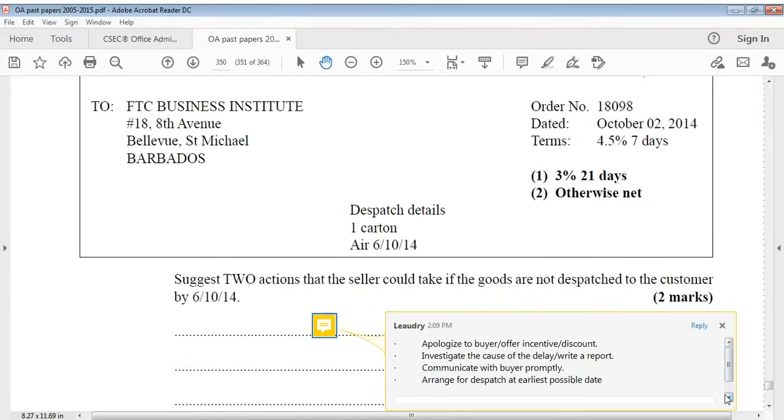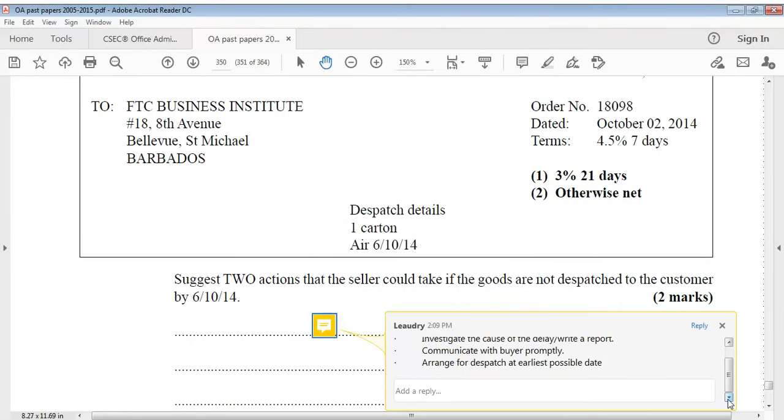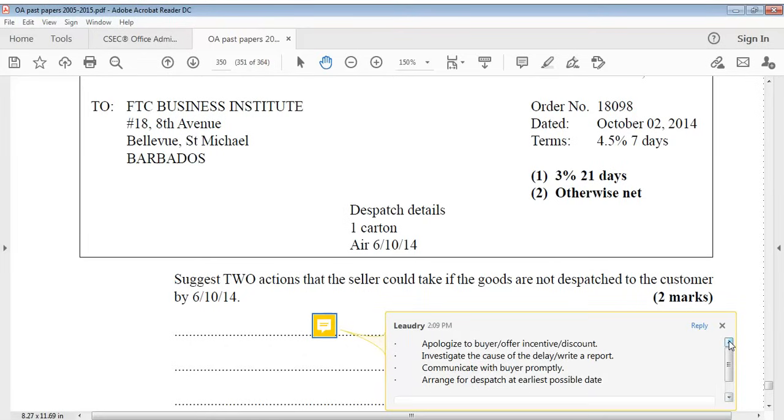1, apologize to buyer or offer incentive or discount. 2, investigate the cause of the delay or write a report. 3, communicate with buyer promptly. 4, arrange for dispatch at earliest date. So these are some actions that could be taken. So any 2 from these would be your answer.